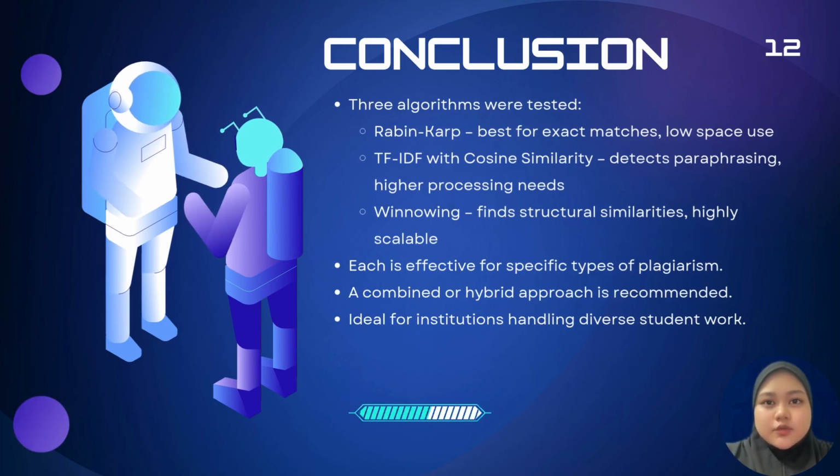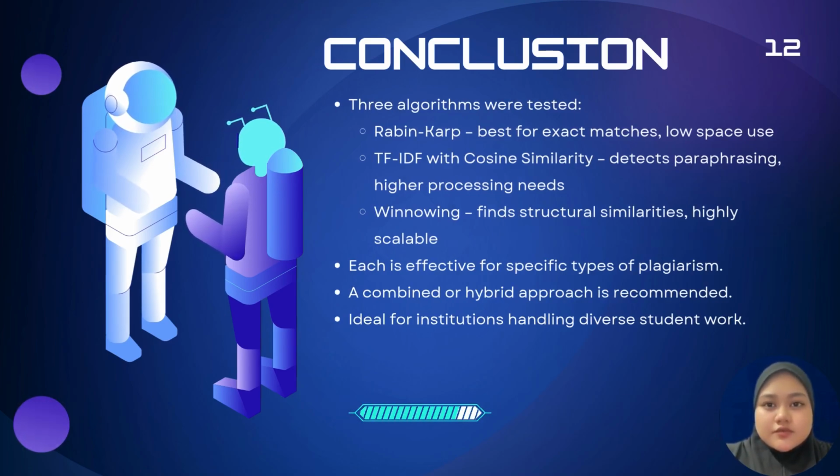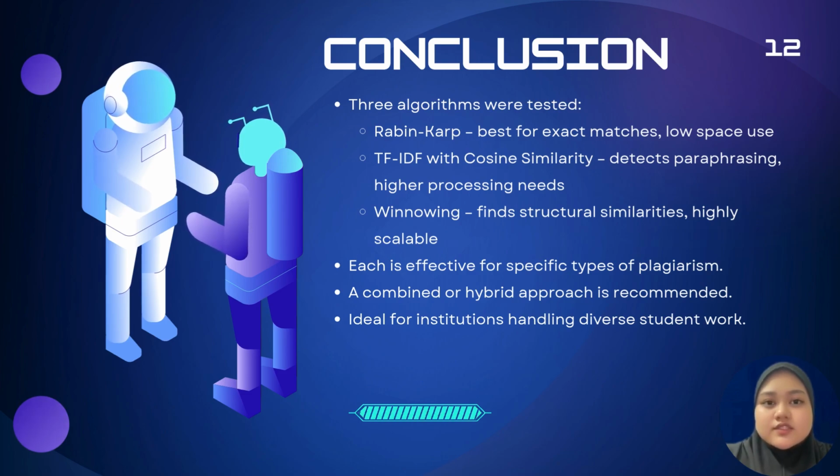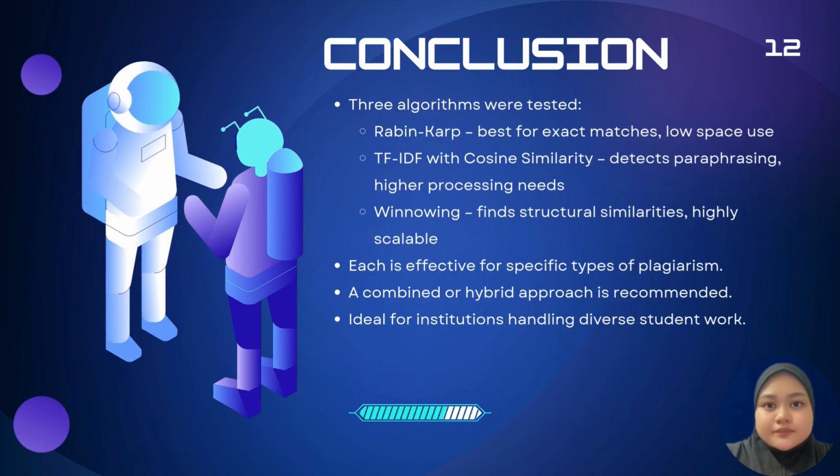In conclusion, we evaluated three key algorithms for plagiarism detection. The Rabin-Karp method is highly efficient in identifying exact or near-exact matches, especially useful for programming or technical content. Meanwhile, TF-IDF cosine similarity is effective in recognizing paraphrased material in essay-style assignments, although it requires more computational power.